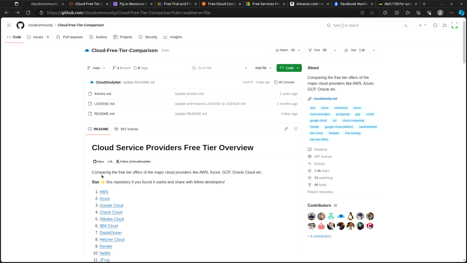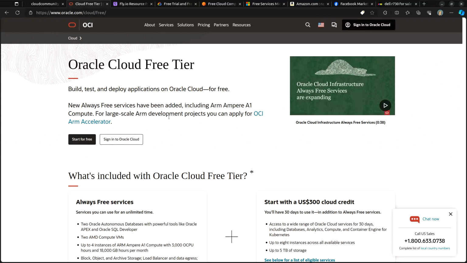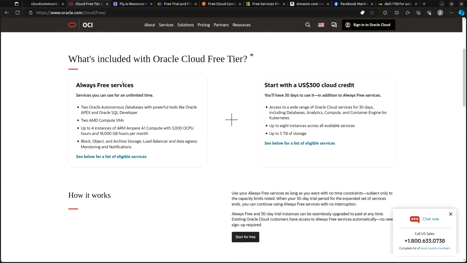So I am doing this list in a particular order. When it comes to cloud compute, honestly, my favorite one is Oracle Cloud. Their free tier, with their always free services, you can actually run 4 ARM CPU instances free forever. And I think they come with like 6 gigs of RAM each and like 50 gigs of storage for free forever.